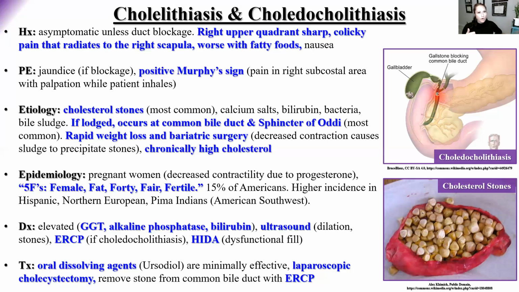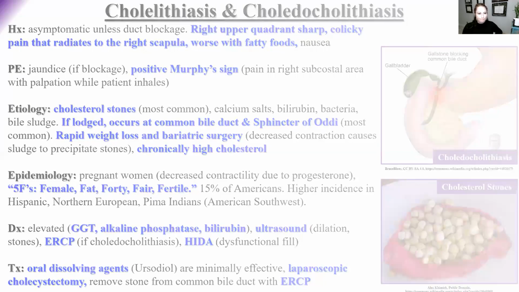So for this one, think right upper quadrant pain, radiates to the scapula, positive Murphy sign, cholesterol stones, the 5 Fs. This one is definitively diagnosed with that ultrasound, and you want to treat it by taking it out. Those are your main points on this one.